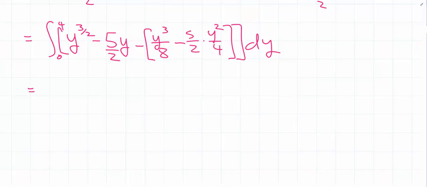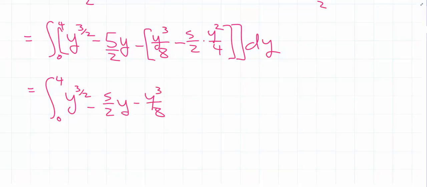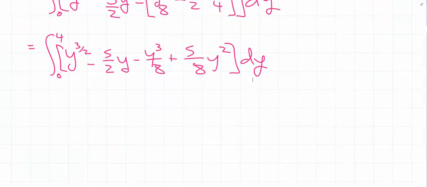Okay, now let's see what we've got. I've got 0 to 4, and I'm just going to try to clean this up a little bit. There's 3 halves minus 5 halves, y minus y cubed over 8. And then putting these together, I'll get plus 5 eighths y squared dy. Now, provided we've done everything correctly, this should go pretty smoothly, right? Okay. So let's see what we've got here.